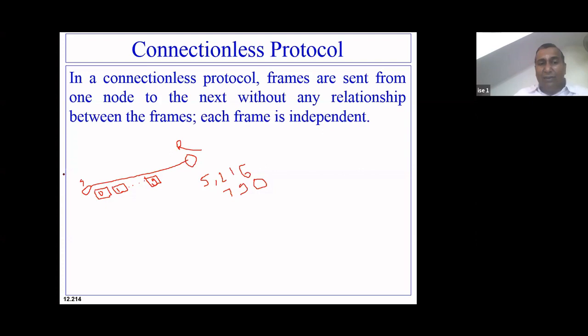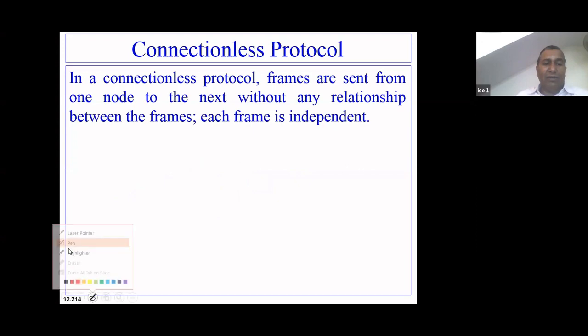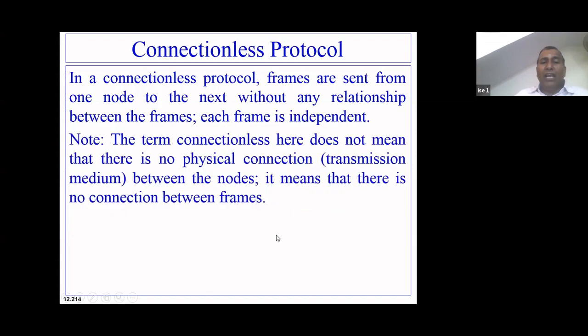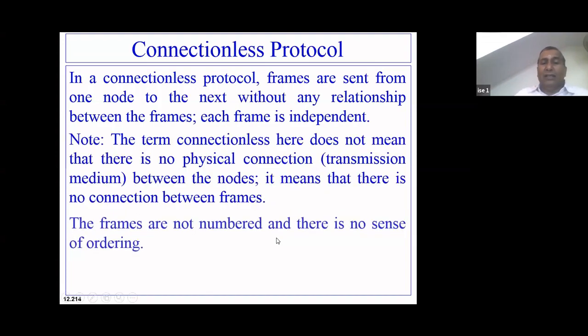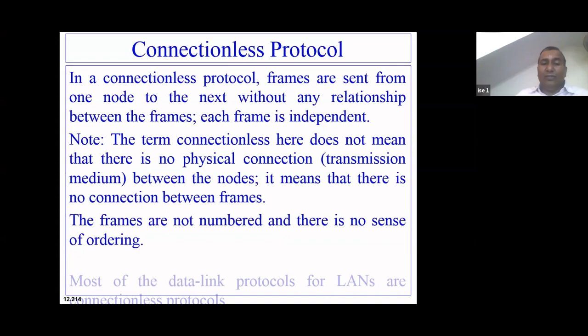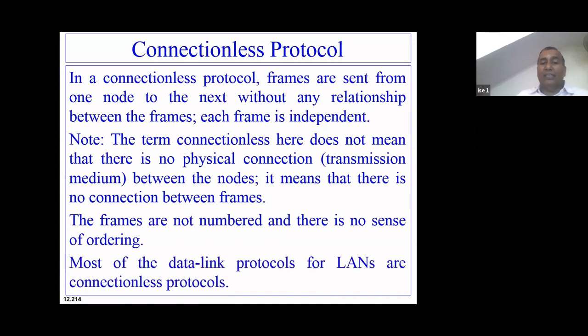The physical wired connection will be there, but frames will not reach the destination in order. Some of the frames may not be received at all. Say frame number 8 has not been received at all. This is the scenario which is called connectionless. Now we have the connection oriented scenario.